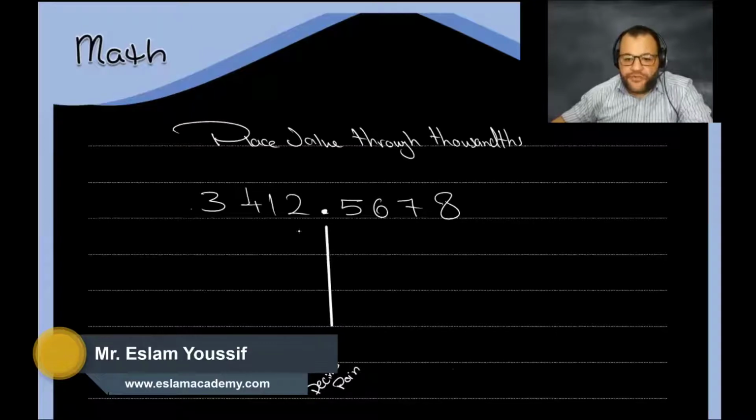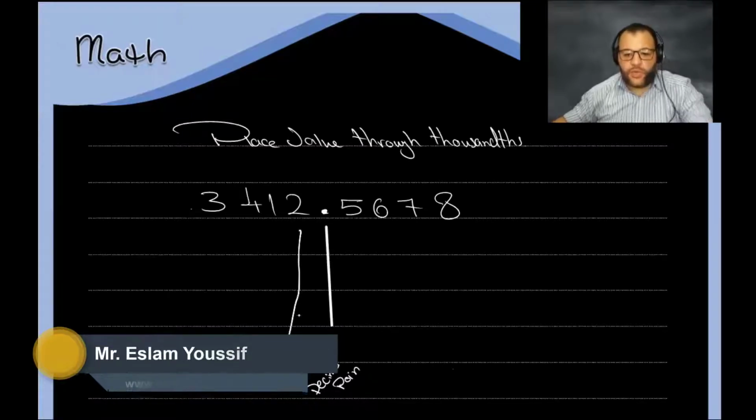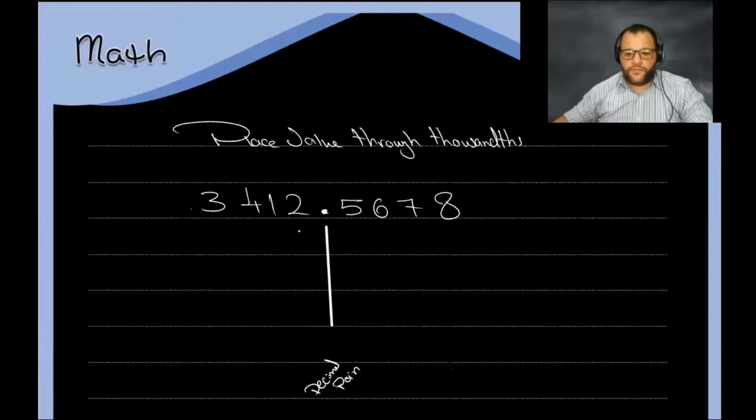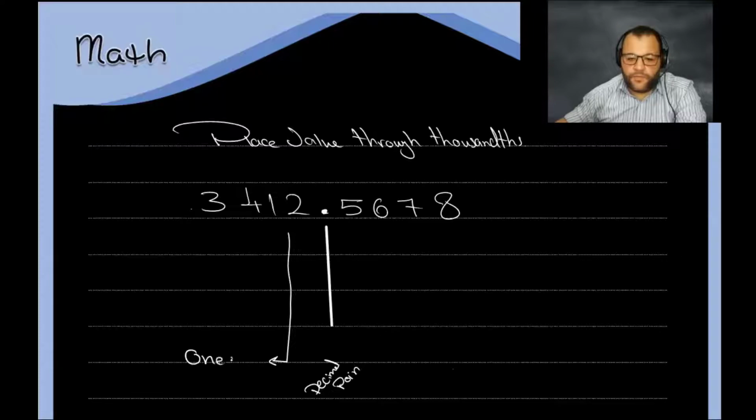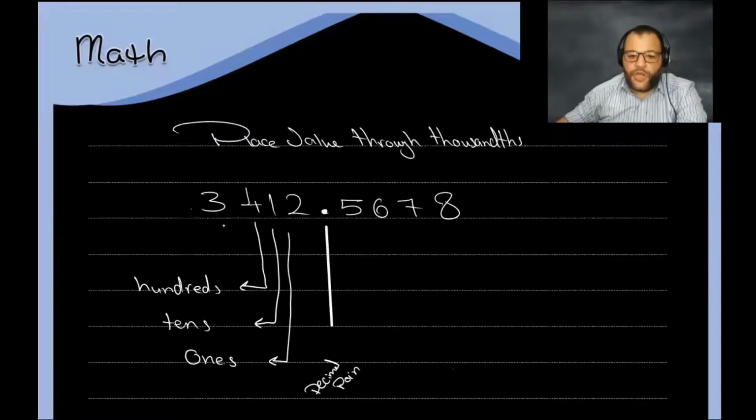The number which is before the decimal point is called the whole number. The 2 here is called ones. 1, its place value is called tens. 4 is called hundreds. 3 is called thousands.